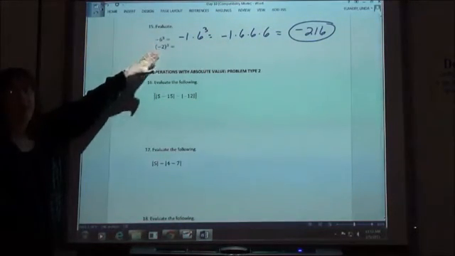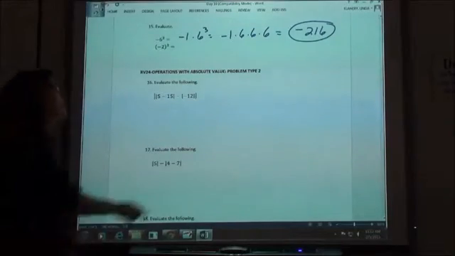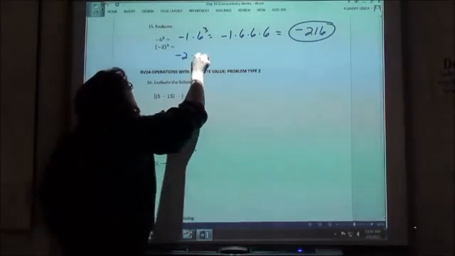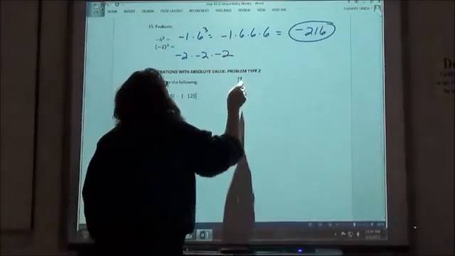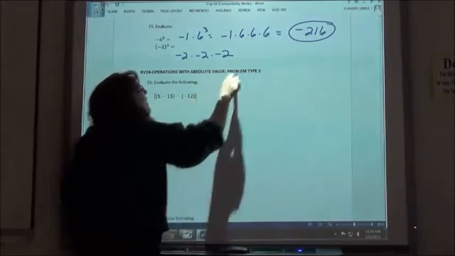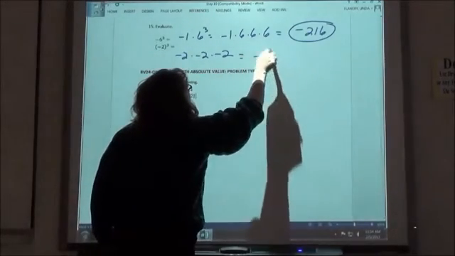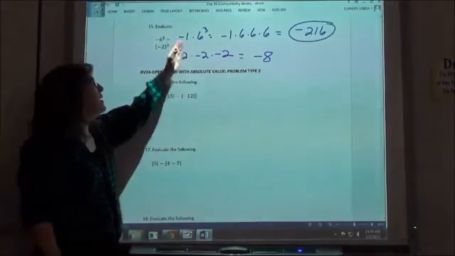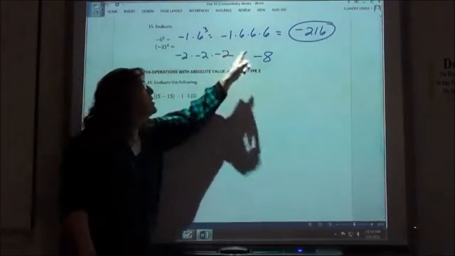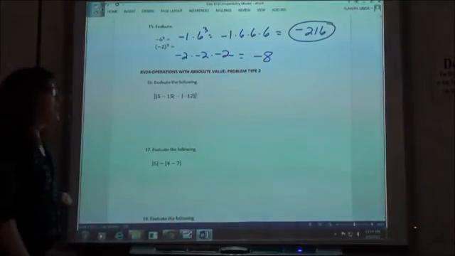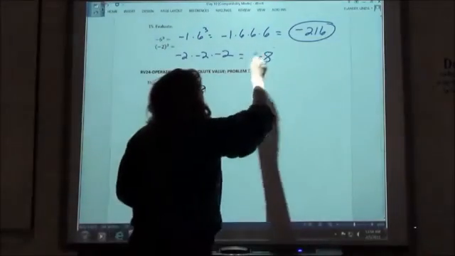This one, the negative is in the parentheses. It means negative 2 times negative 2 times negative 2. There's 1, 2, 3 negatives. My answer is going to be negative, and 2 times 2 is 4. 4 times 2 is 8. So negative 8 is my answer.